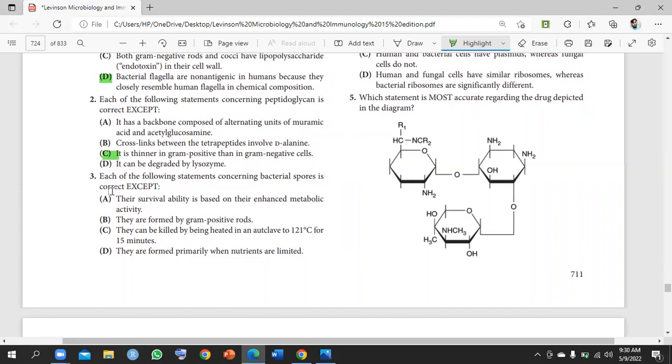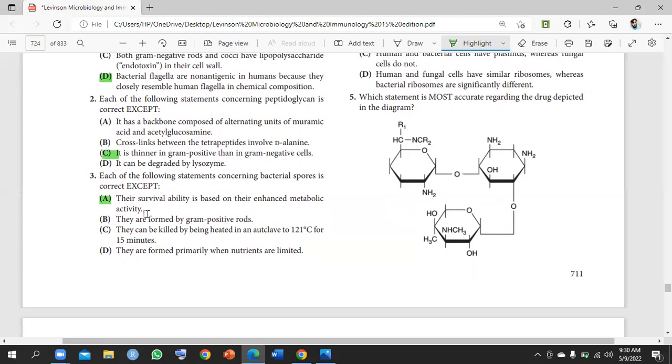Each of the following statements concerning bacterial spore is correct except... okay, so 3 MCQs are related to endospores. So just look here, their survival ability is based on their enhanced metabolic activity. Okay, so keep in mind that in endospore there is very little metabolic activity. Okay, so our answer is correct. There is no enhanced metabolic activity in the endospore. Okay, so this is our correct answer.